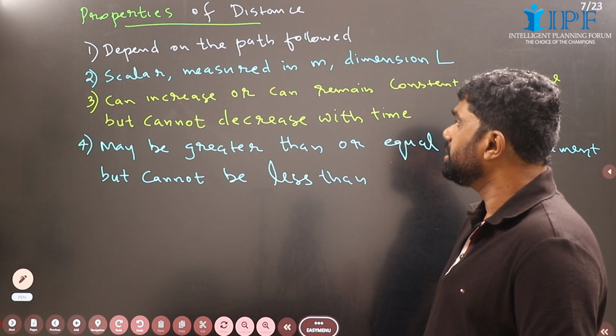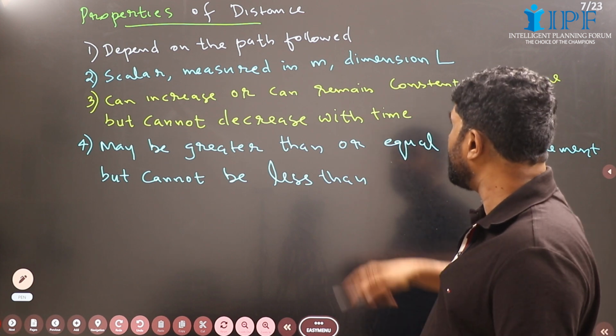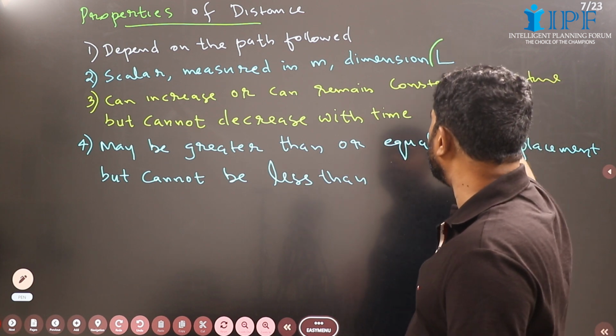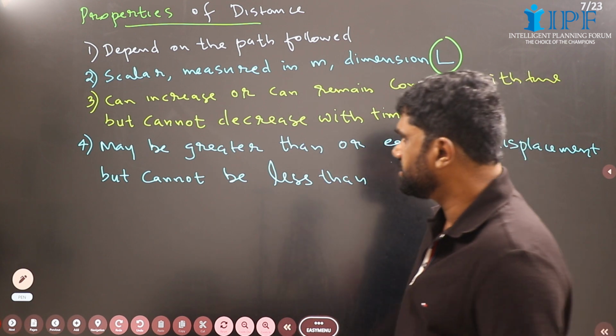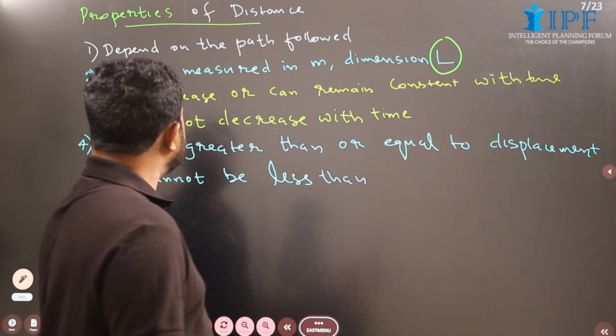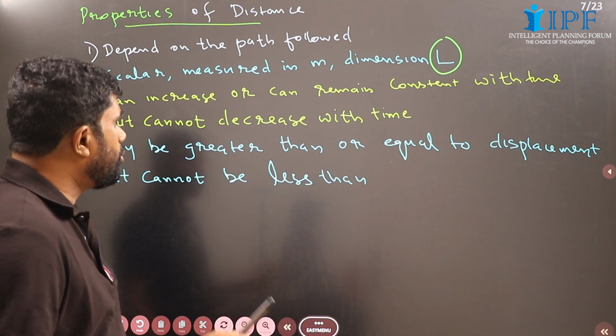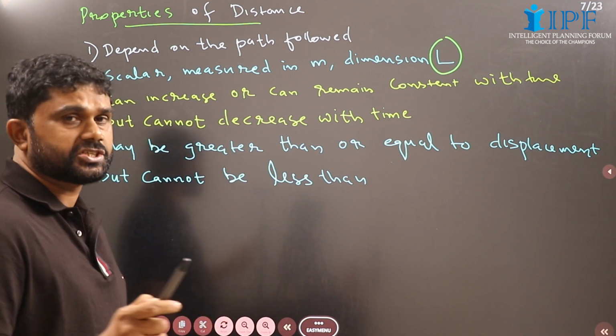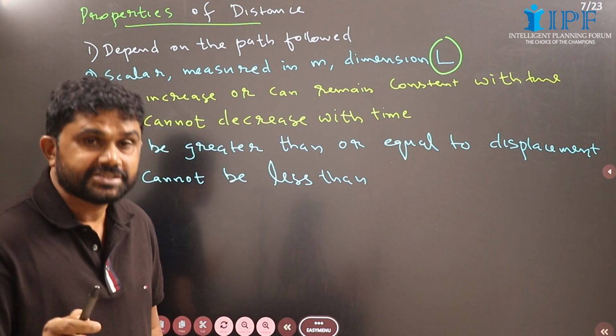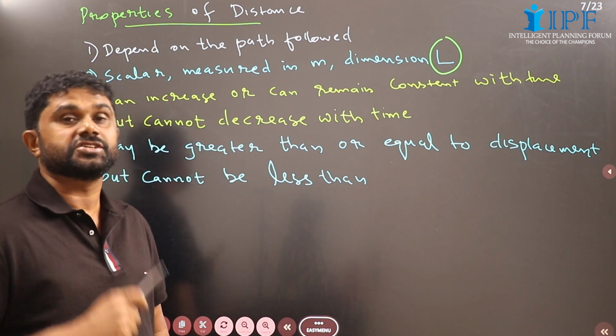Okay, then see, it's a scalar measured in meter and it has a dimension L. Okay, dimension of length. See, now the distance travelled or the path length can increase with time. It can remain constant with the time, but it can never decrease with the time.